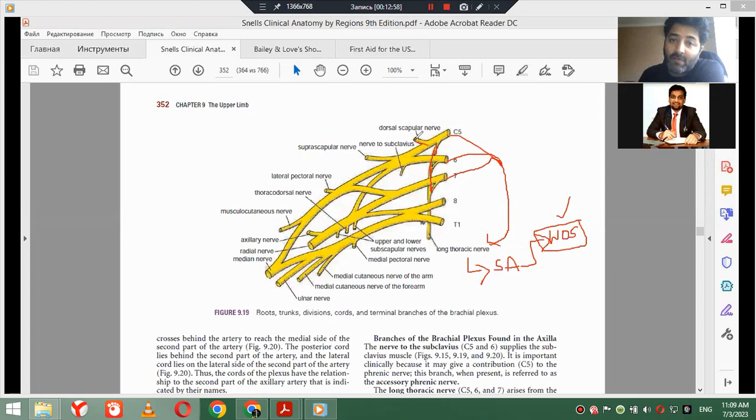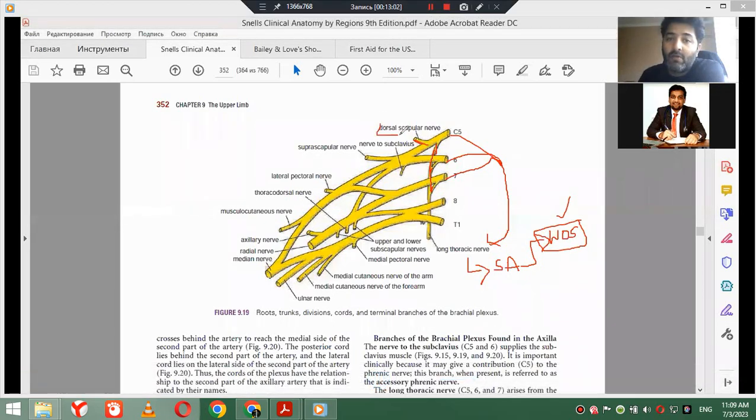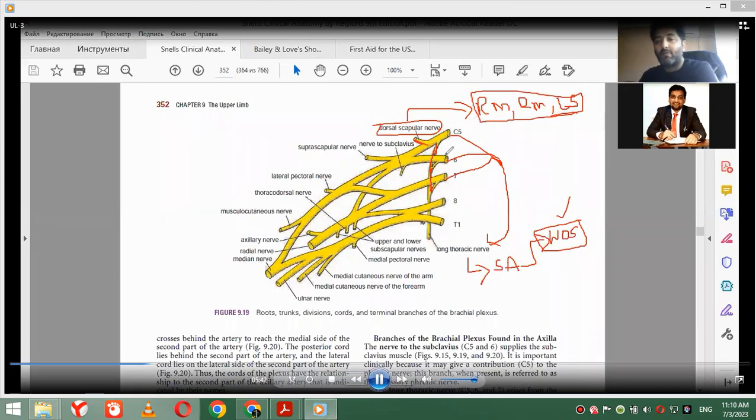Okay, it also gives one more branch, that is your dorsal scapular nerve. So from the roots, two nerves are coming out, the dorsal scapular nerve and the long thoracic nerve. And this dorsal scapular nerve, we said, is innervating the rhomboid major, the rhomboid minor, and levator scapulae muscles. Okay, so these points are very important. So two branches are coming out from the roots.